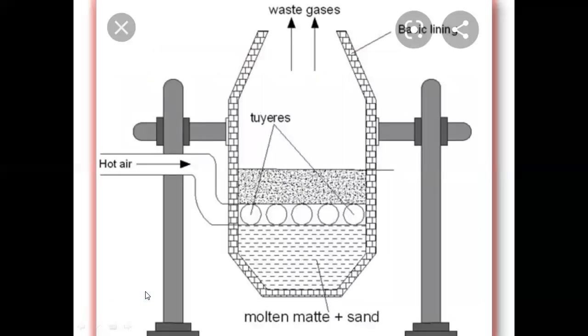After removing the iron oxide, you can see this is the Bessemer converter. Hot air is passed through this Bessemer converter. There are holes in this Bessemer converter. Through these holes, the hot air enters into the converter. In the converter, the matte, which contains iron sulfide and copper sulfide, reacts. So the copper sulfide then reacts with the copper oxide, and after reacting with copper oxide, we can say that we will get the metallic copper.